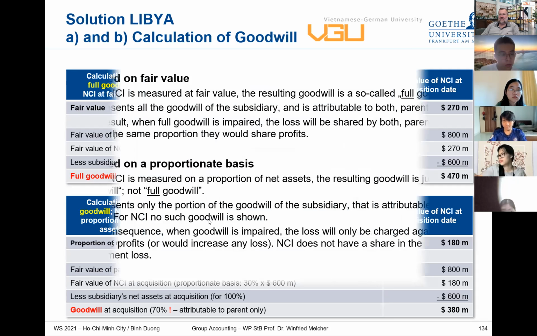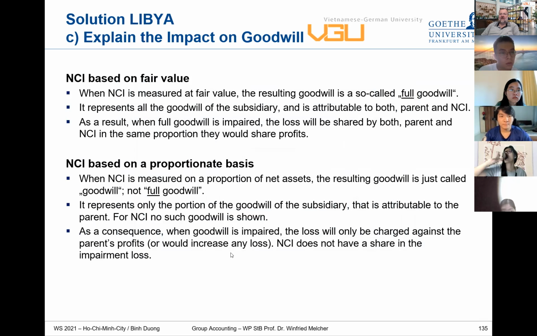All right, so we have now explained the impact on goodwill. So when NCI is based on fair value, then the resulting goodwill is called full goodwill. It represents all the goodwill of the subsidiary and is attributable to both parent and non-controlling shareholders. As a result, when full goodwill is impaired, the loss, of course, will be shared by both parent and NCI in the same proportion they would share profits.